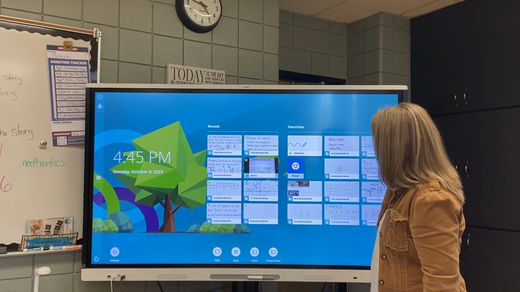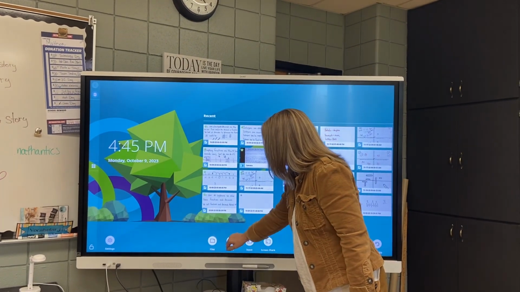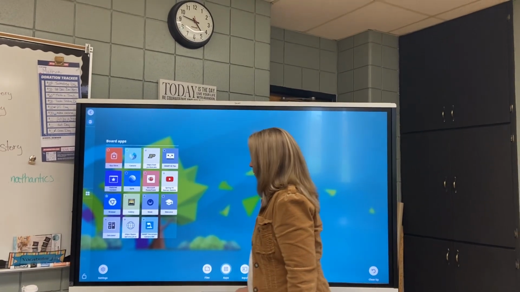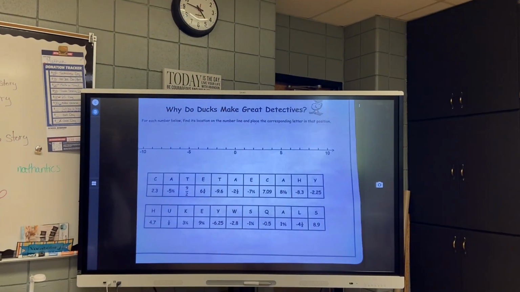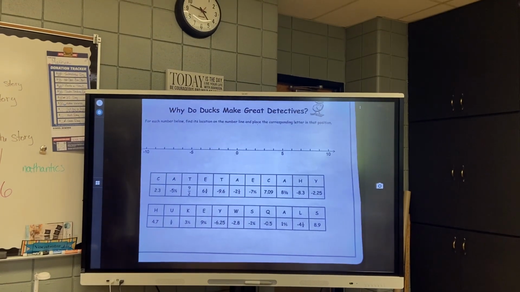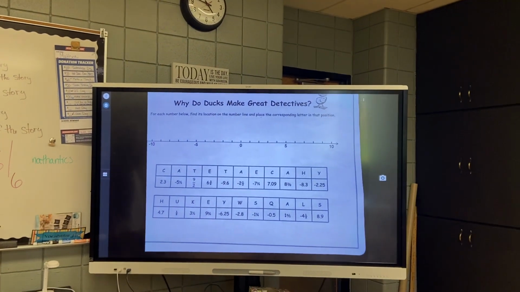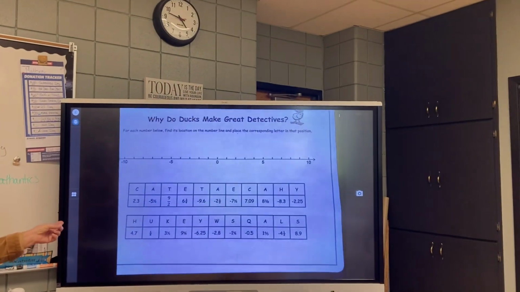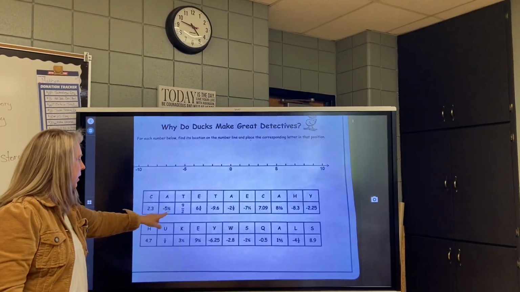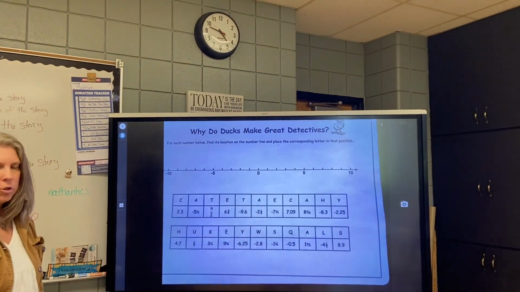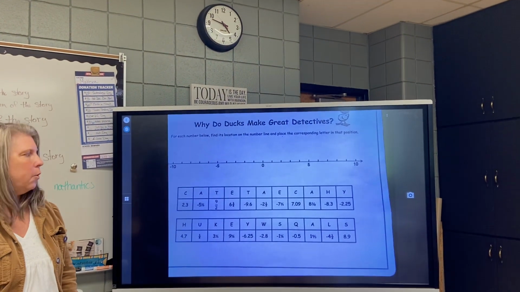We are working, friends, on a number line, and this is what it looks like. This is the worksheet you brought home. Why do ducks make great detectives? Most of you are almost done with this, but if you're not, go ahead and rewind and look at the video to help you graph these fractions and these decimals, friends. If you have any questions, message me on Dojo and I will help you, okay?